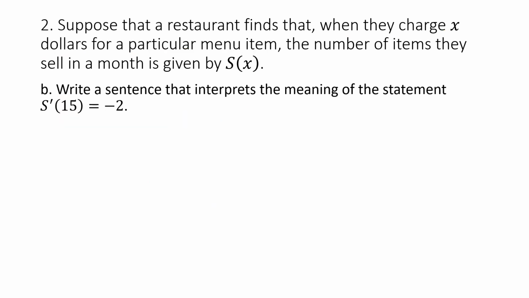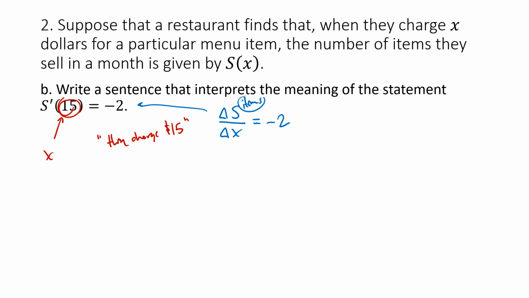Now here we're given a derivative statement, but the x is still going to be 15. The x is still going to be the number in the parentheses, which means they're still charging $15. Now s prime, that's going to be the change in s divided by the change in x. So delta s divided by delta x, they're telling me this is negative 2. The delta s, that's items. That's the number of items that they're selling. And delta x, that's dollars. So this is going to be negative 2 items on the top divided by dollars on the bottom. So that's telling me the rate at which the number of items that they're selling is changing.